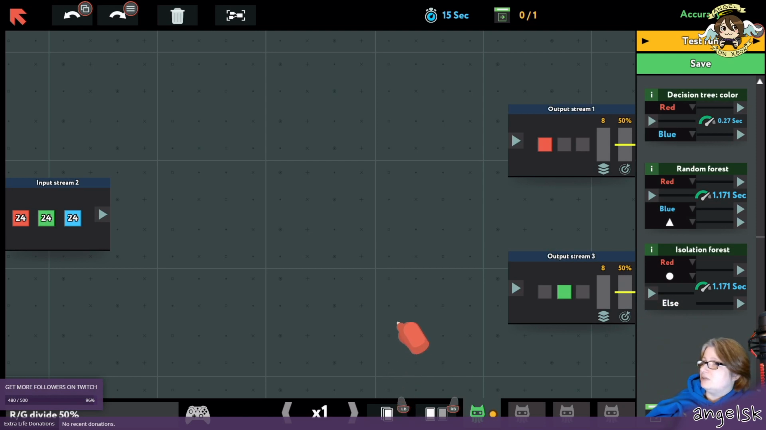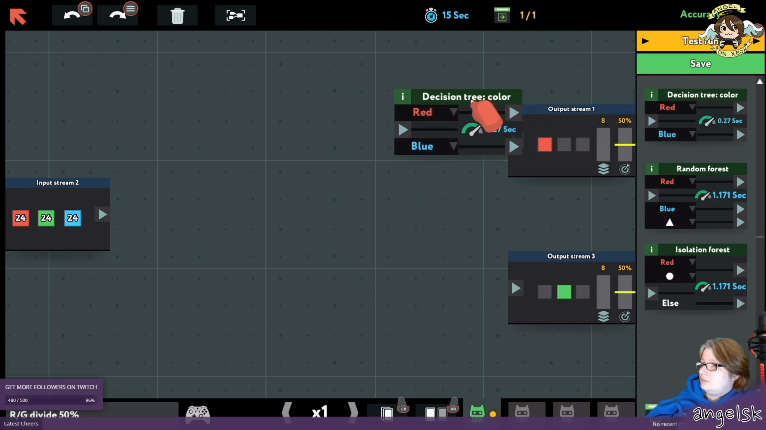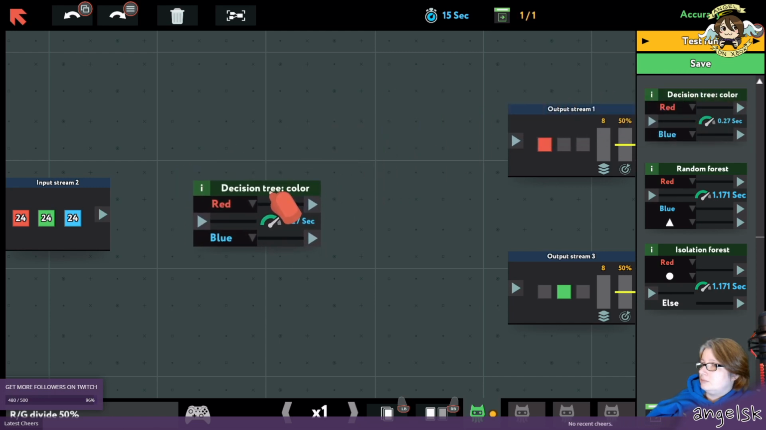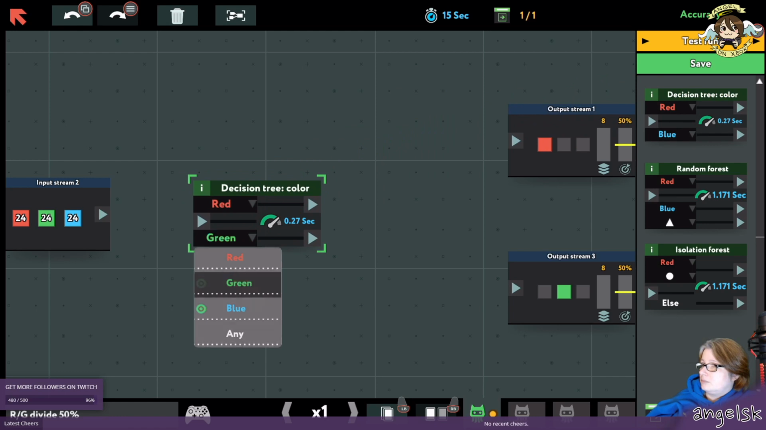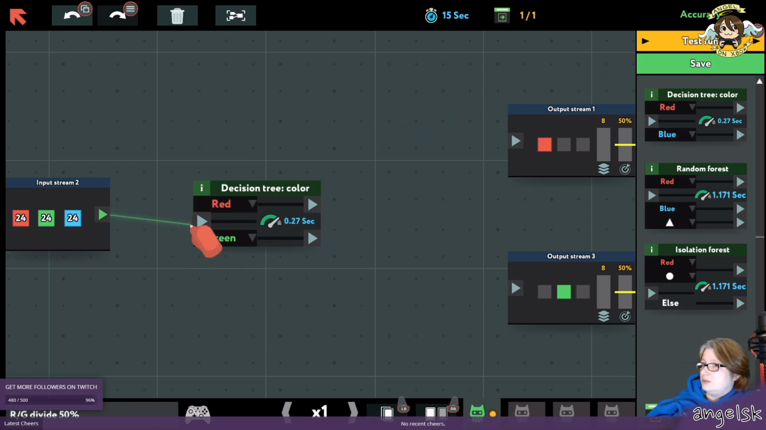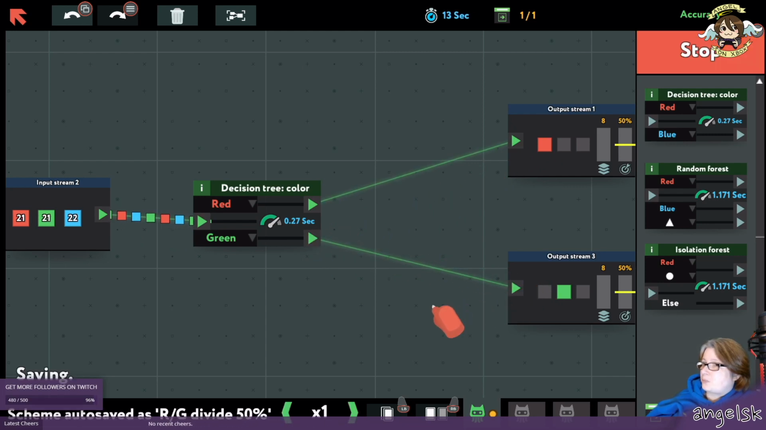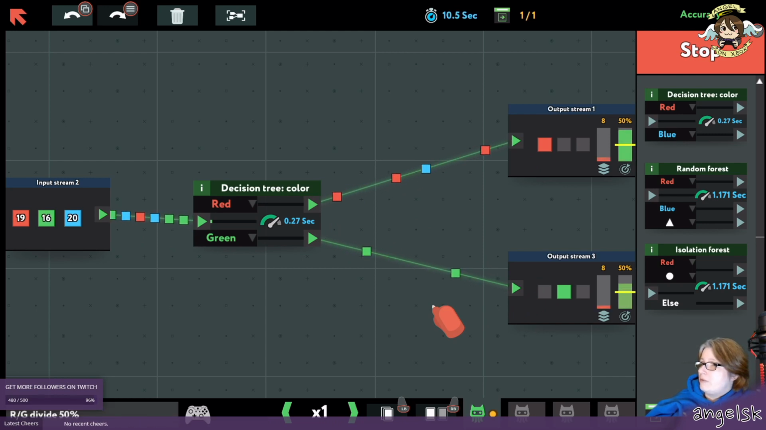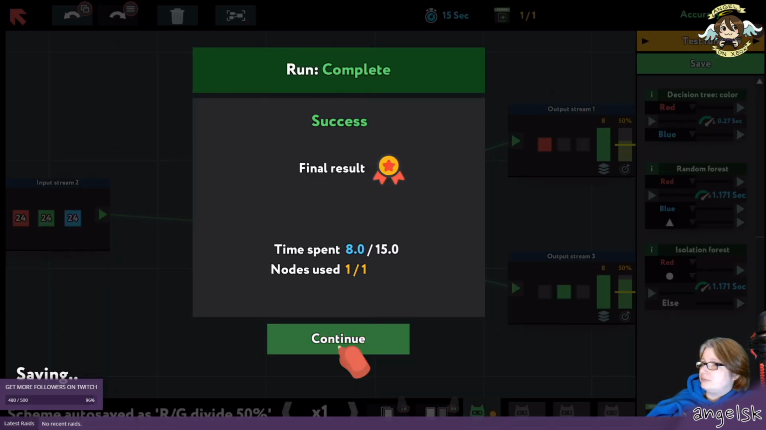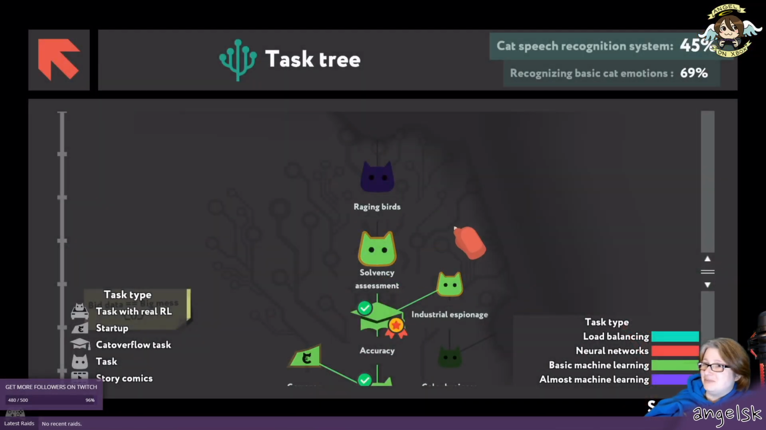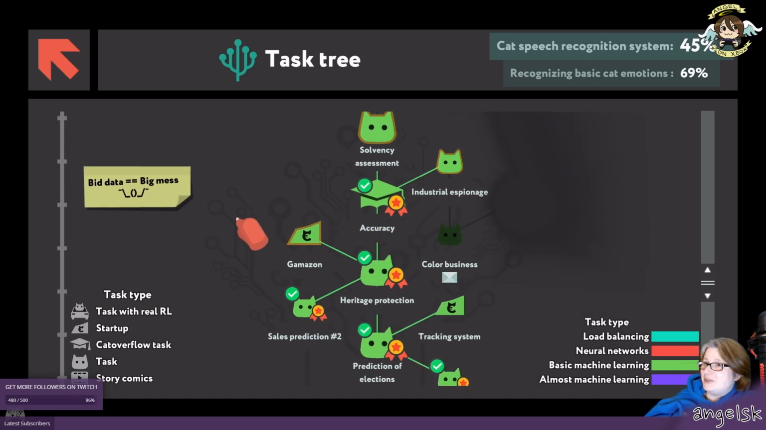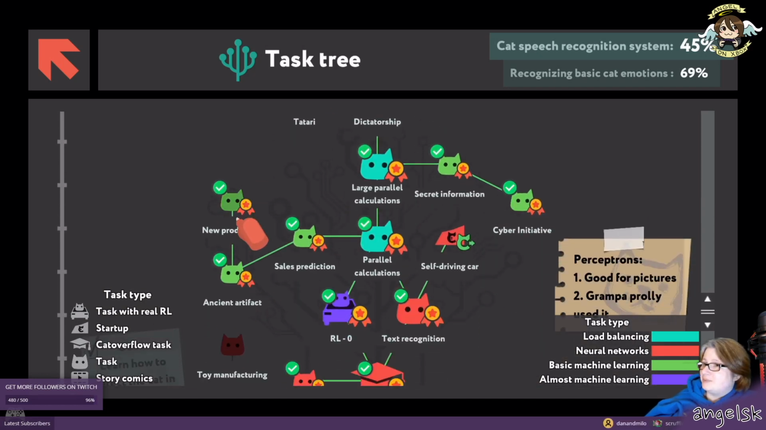Right, okay, so accuracy. So, literally, split red-green. And pray. I hate that. That makes me very icky. Big data equals big mess.